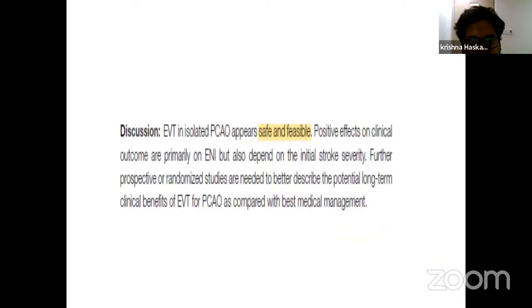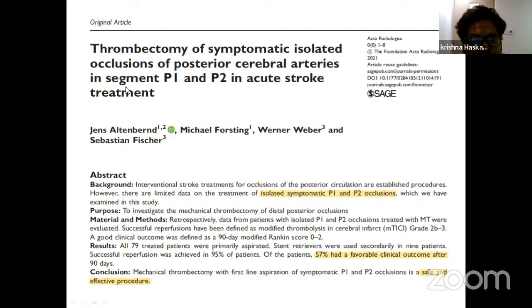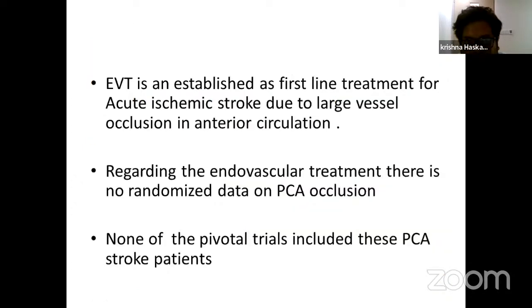So they say that EVT in isolated PCA occlusion appears safe and feasible, and has positive effects on clinical outcomes, primarily on early neurological improvement, but also depends upon the initial stroke severity. And there's a recent article published in Acta Radiologica, where they did thrombectomy of symptomatic isolated occlusions in P1 and P2, and they say 50% had a favorable clinical outcome after 90 days. For P1 and P2 occlusion, endovascular therapy or mechanical thrombectomy is a safe and effective procedure.